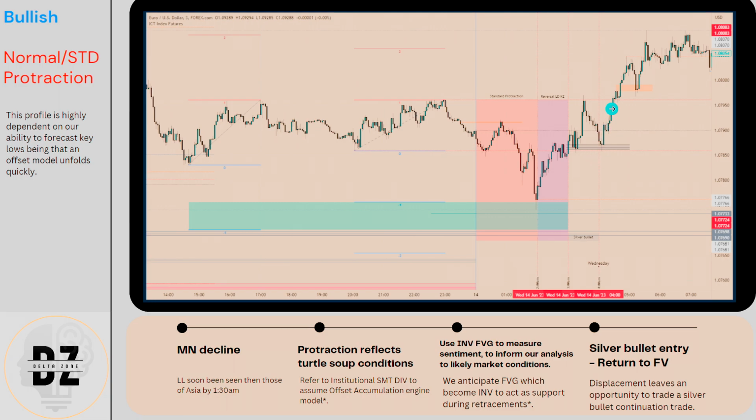And you can see an opportunity to enter again on a return to fair value. This entry is particularly valid because it's a continuation entry above the midnight open.